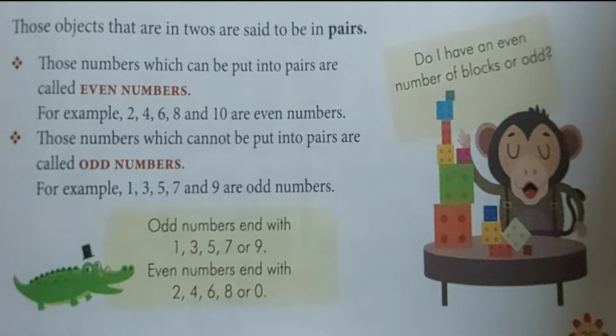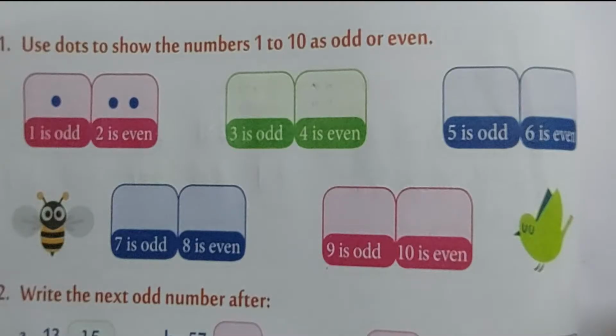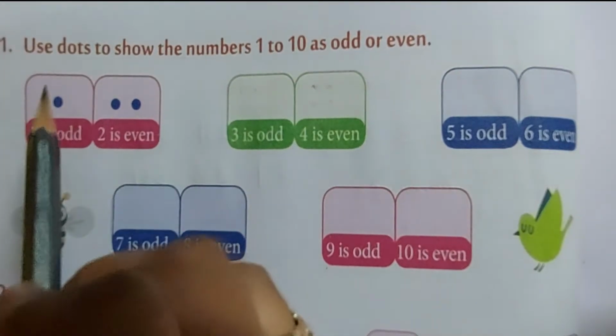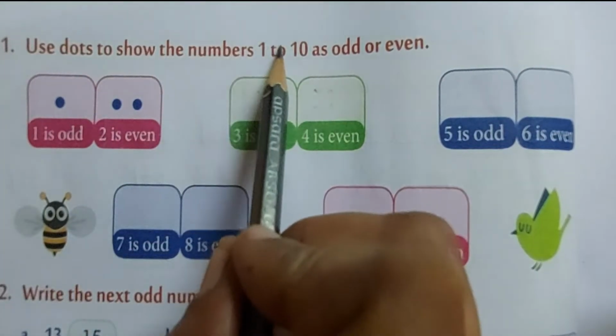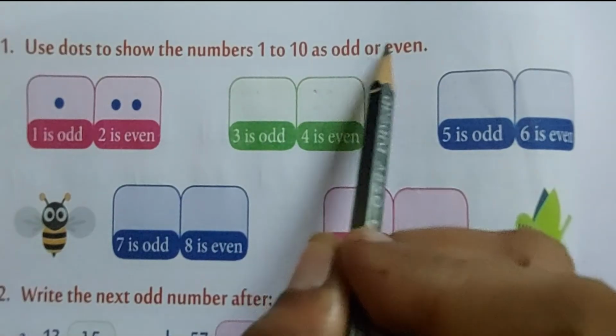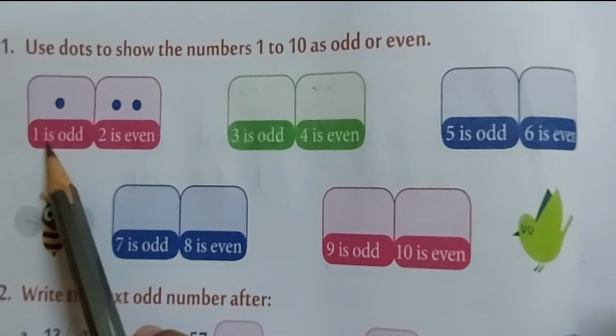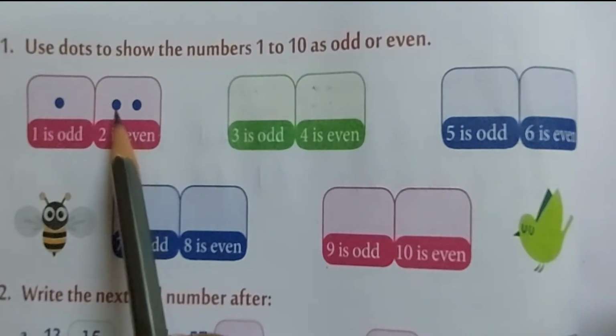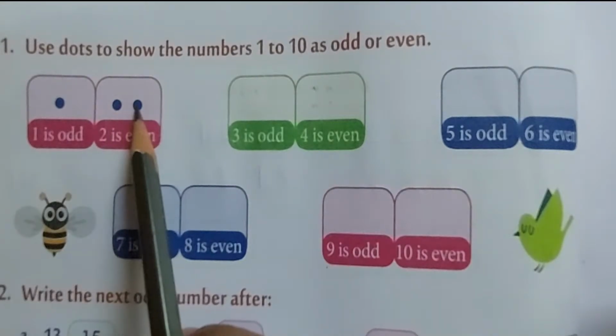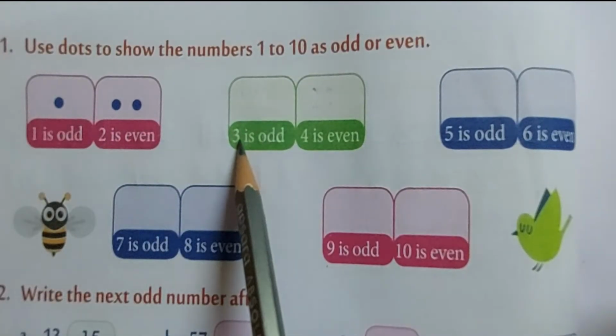Understood, children? Now all of you open page number 26. Read the heading, children. Use dots to show the numbers 1 to 10 as odd or even. 1 is odd, so there is only one dot. It is not a pair. 2 is even. 2 dots. 2 means pair.